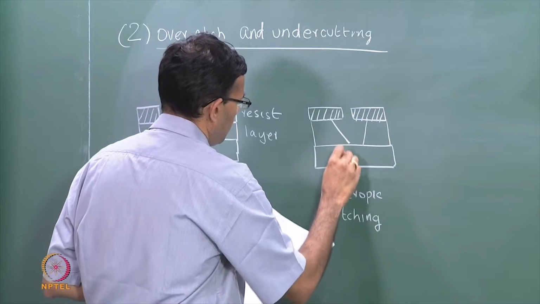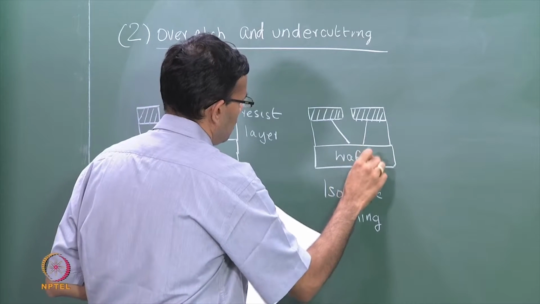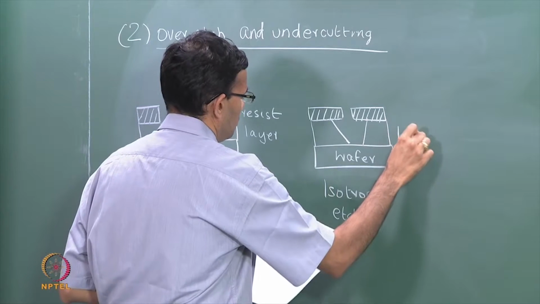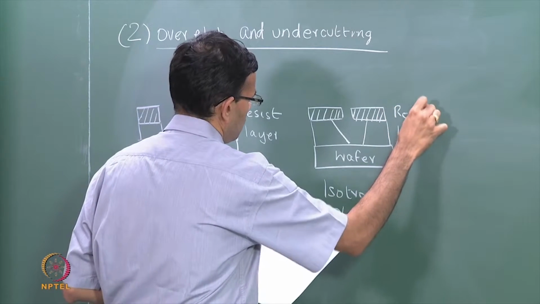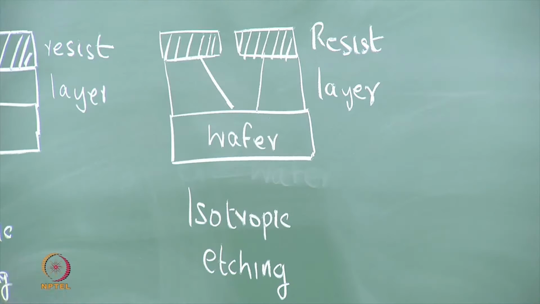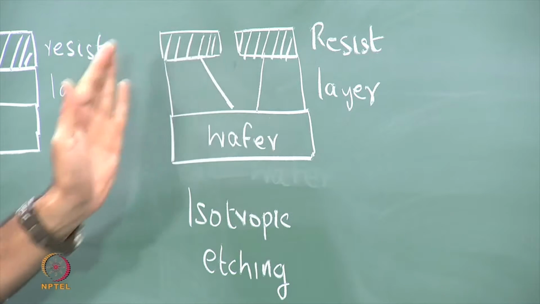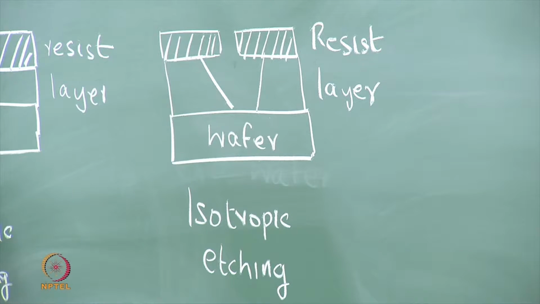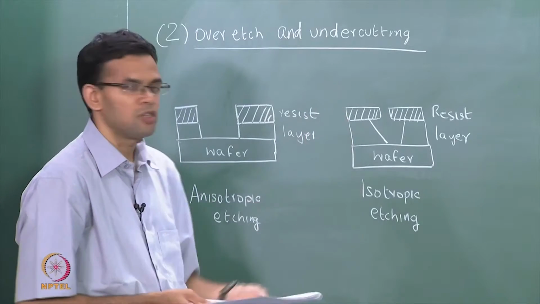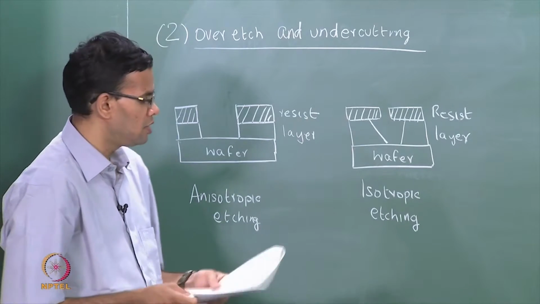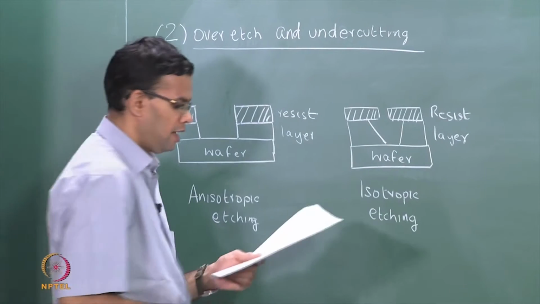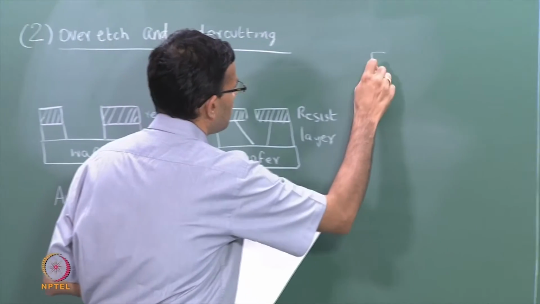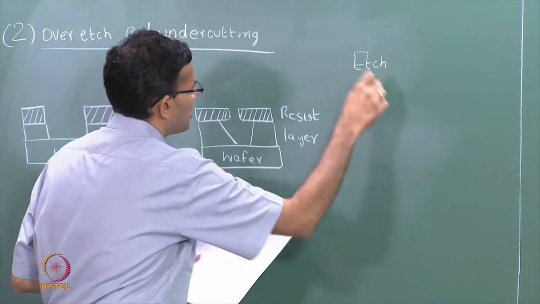So this is the wafer, this is the layer, again that is the resistor. So that instead of having a side wall that goes straight, you have material removal in the lateral direction as well, giving you a sort of a taper. So this is the case when you have isotropic etching, and again etch rates would be different for different directions.